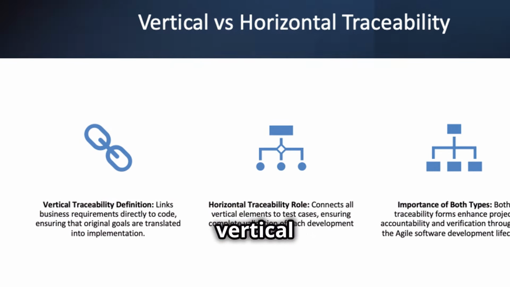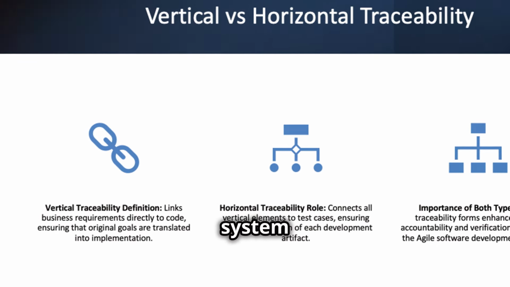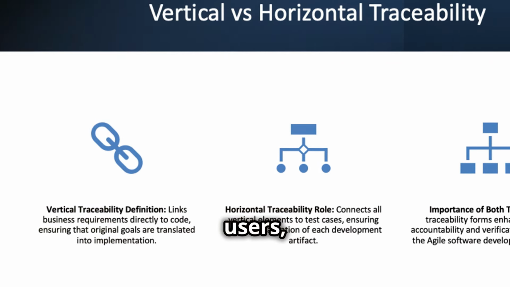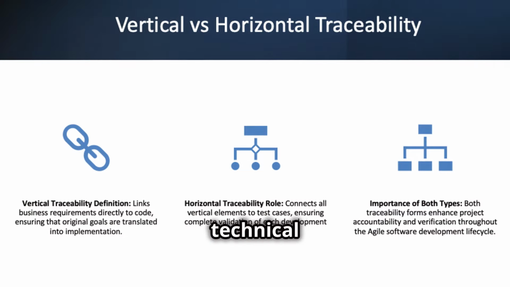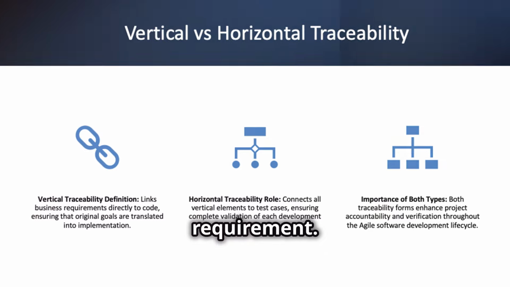For example, vertical traceability ensures that a business requirement, such as the system must support 1,000 concurrent users, is translated into technical design specifications and eventually into code that fulfills this requirement.